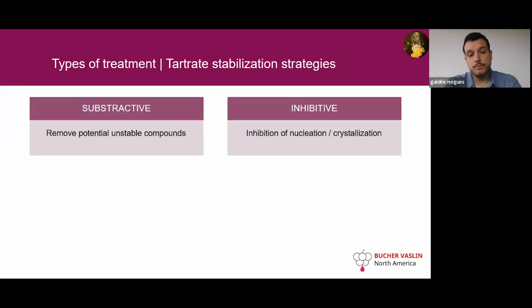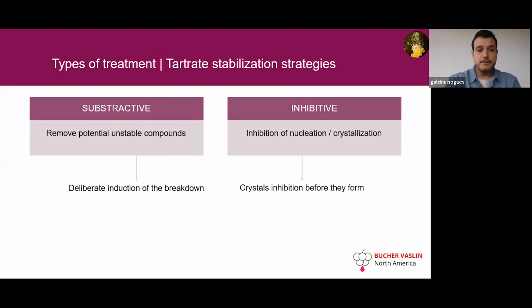So these two approaches would be first the subtractive approach, with a removal of the potential unstable compounds, or the inhibition of the nucleation and crystallization. So it's preventive or subtractive. In the case of the subtractive methods, you deliberately induce the breakdown of the tartaric, so you provoke the settling of the crystals. When it comes to the inhibition, you inhibit the crystal formation before they form themselves.